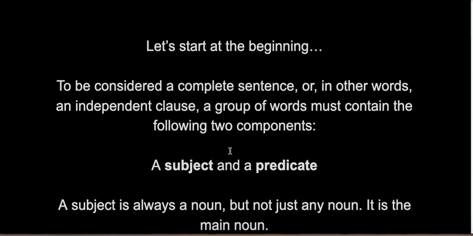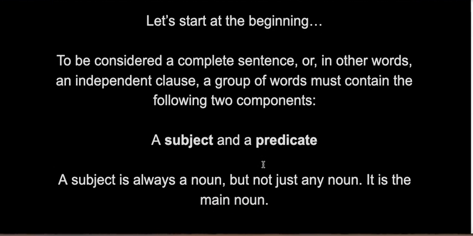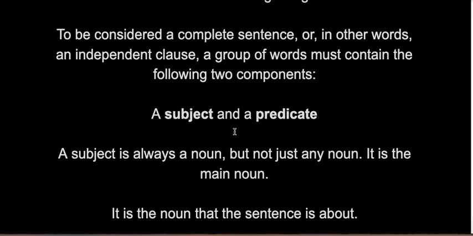So back to subject and predicate. They're the two components that a sentence has to have. Otherwise, it's not complete. Subject is always a noun. You could possibly have more than one noun in a sentence. In fact, by grade 9, 10, 11, 12, most of our sentences are complex and they contain a number of nouns. But the subject is the main noun. It is the noun that the sentence is about. Remember that a noun is always a person, place, or thing. So what person, place, or thing is the sentence about?